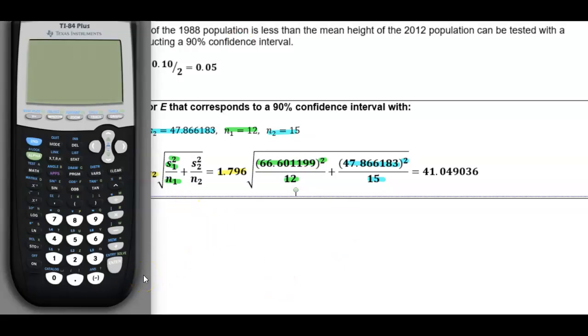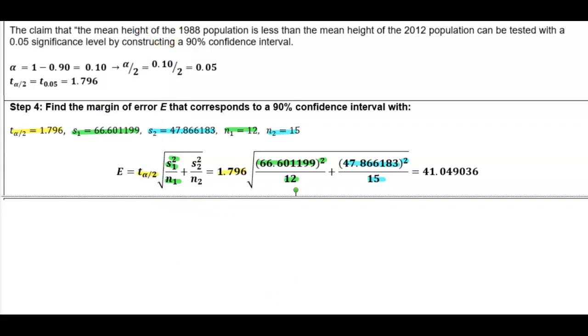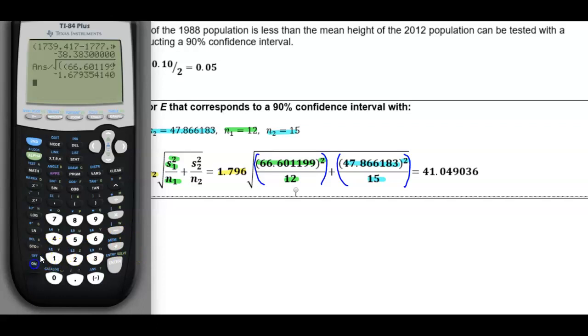So before we do anything, let's make sure that we contain things in our calculator. So if we want to put this in our calculator, we need to add a second set of parentheses here and a second set of parentheses there. So now let's go ahead and do this. So we're going to start with the square root. So we're going to go second square root, and then we're going to have one parenthesis and then add another one so we can square this number, 66.601199.